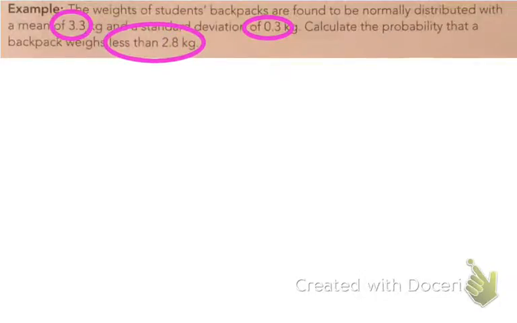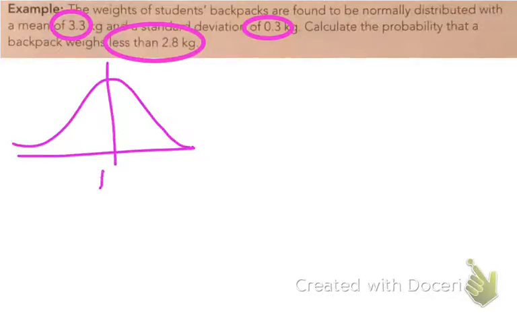So first step, draw the graph. So here's my normal distribution. Put my mean in the centre, mean of 3.3 and standard deviation of 0.3. Now I'm looking for a probability less than 2.8. So the value of 2.8 on my axis is certainly down below 3.3. So there's my 2.8, and I want the area less than 2.8. So I want this area in the tail, that area below 2.8.